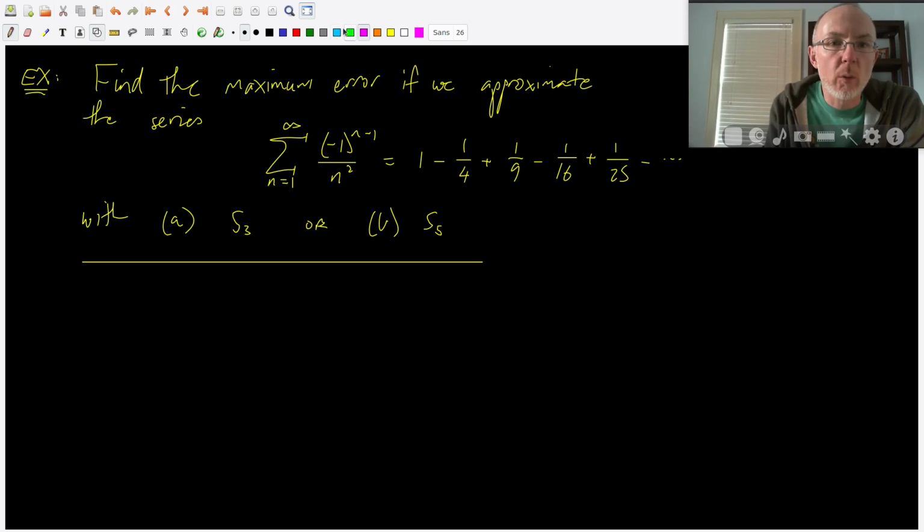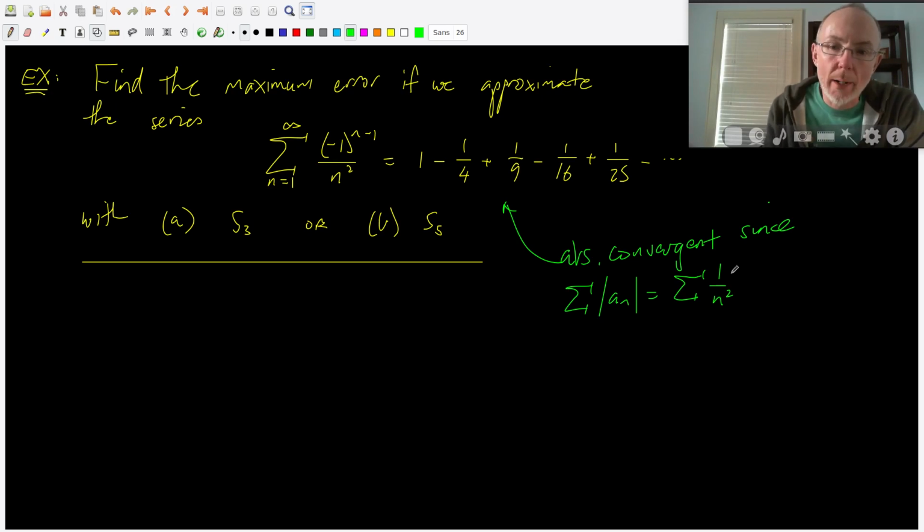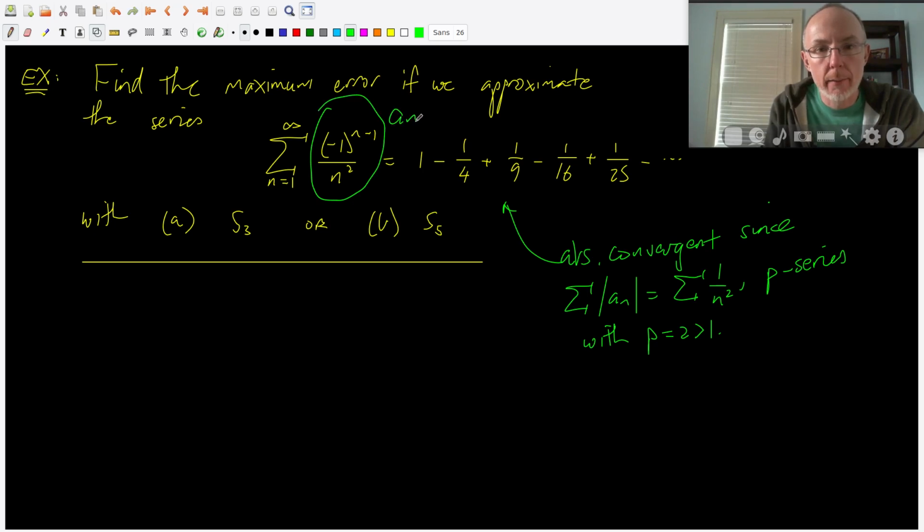So here's a series that we know is convergent. This series is absolutely convergent. Just a quick note, since it's the sum of 1 over n squared, which is a p-series, and a p-series with p bigger than 1 converges. So the absolute value of the a sub n is just that standard series 1 over n squared. That's a p-series, it's convergent.